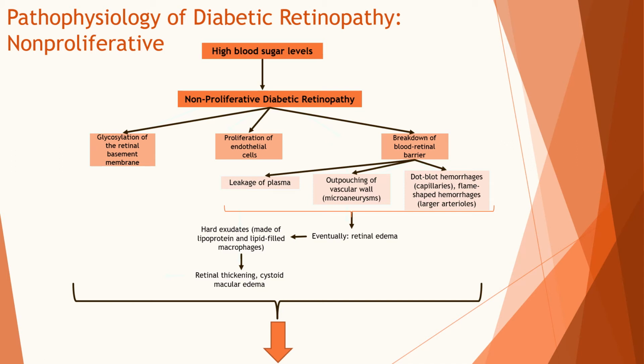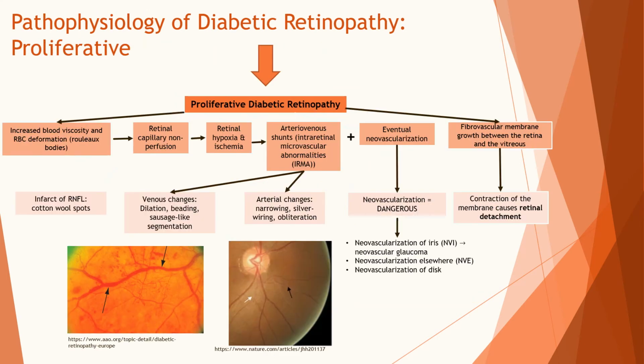and in fundus exam, hard exudates with lipoprotein and lipid-filled macrophages trying to resolve this effect can be observed on the retina itself. The edema can cause retinal layer thickening as well as cystoid macular edema, and the progression of vascular deformation leads to proliferative diabetic retinopathy.